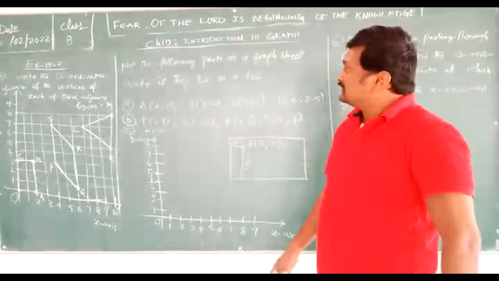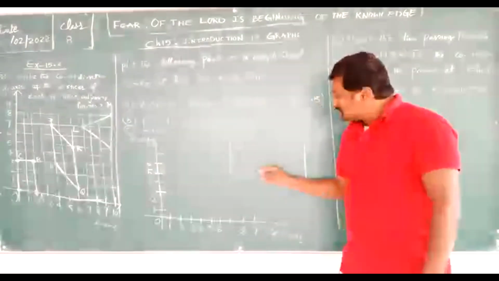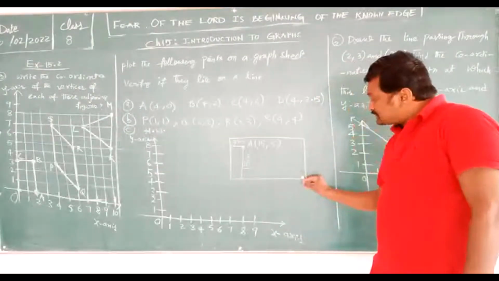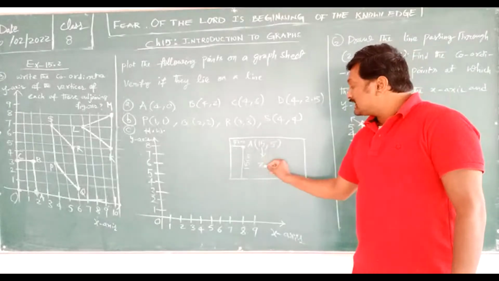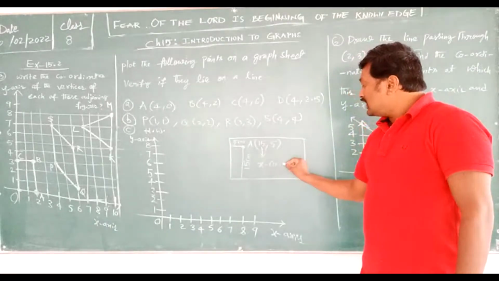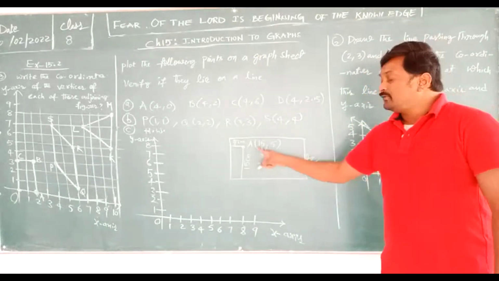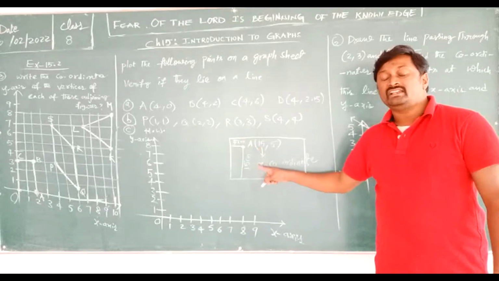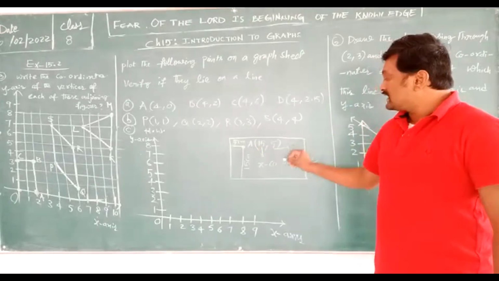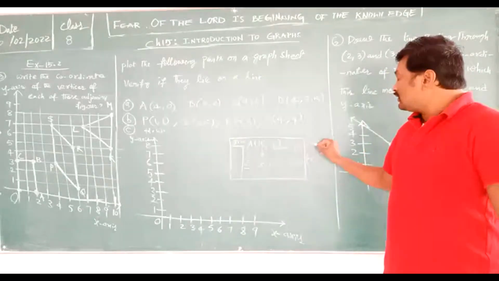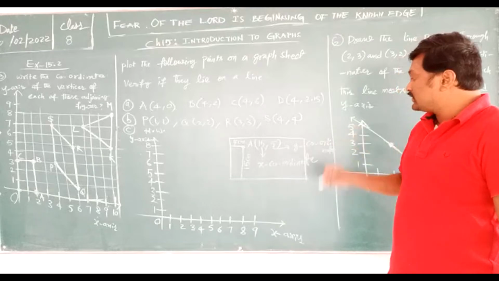Let's see now. Now you understood. In this horizontal line, 15 is called which coordinate? X coordinate. And 5 is called which coordinate? Y coordinate. Now I'll ask questions, you have to answer.